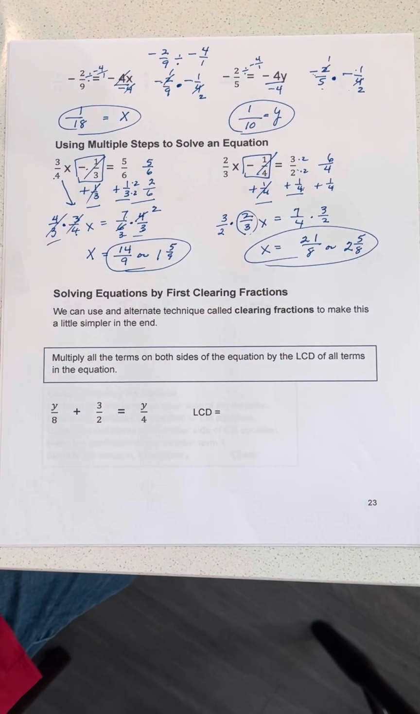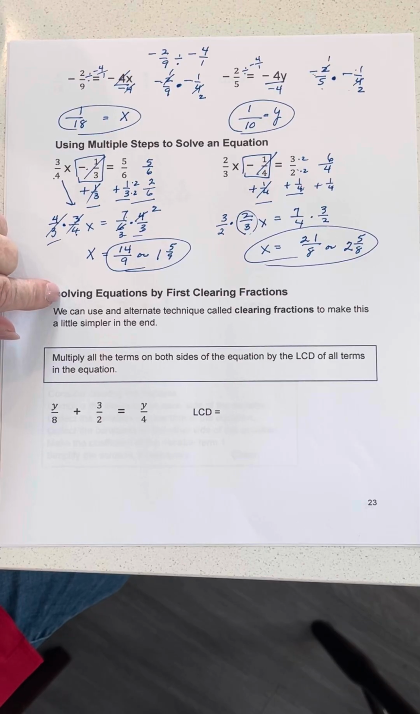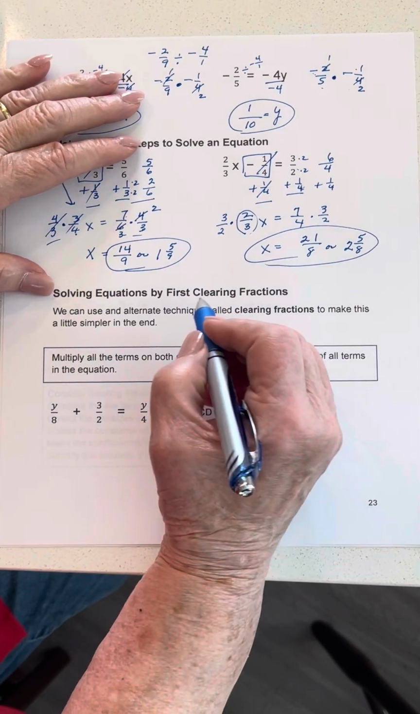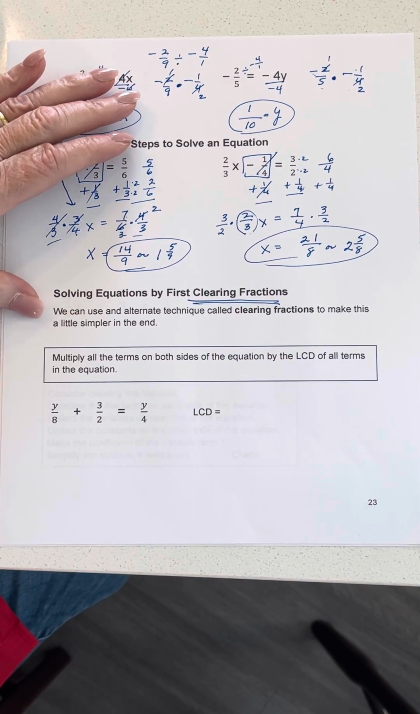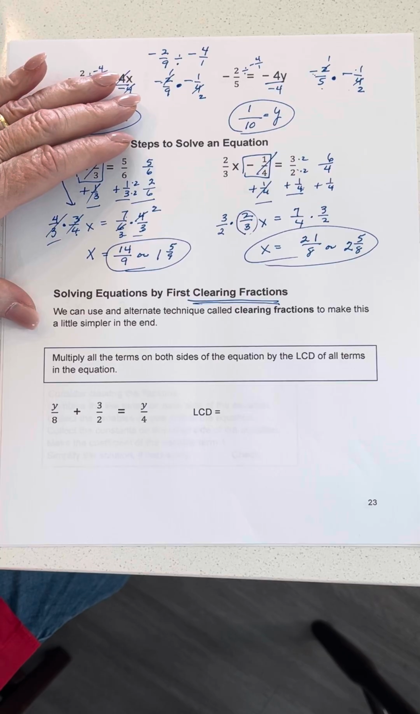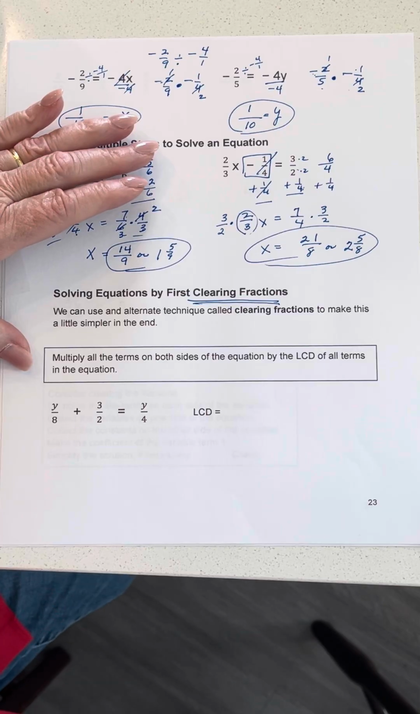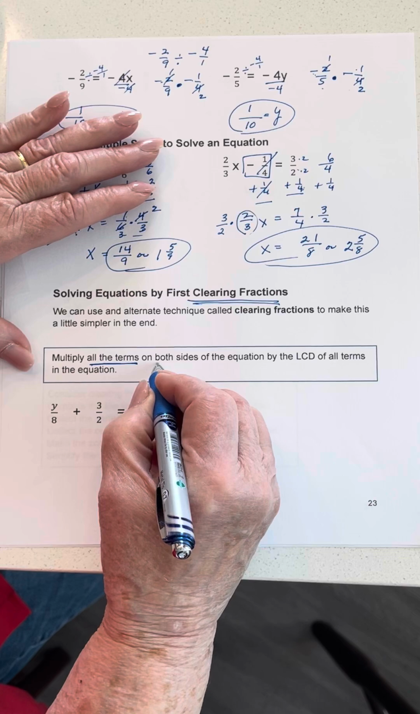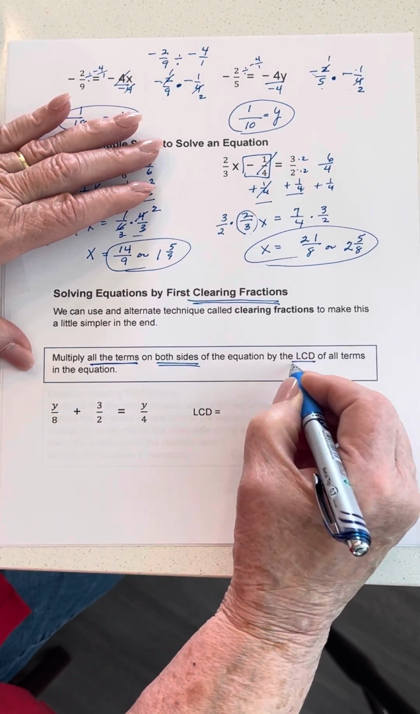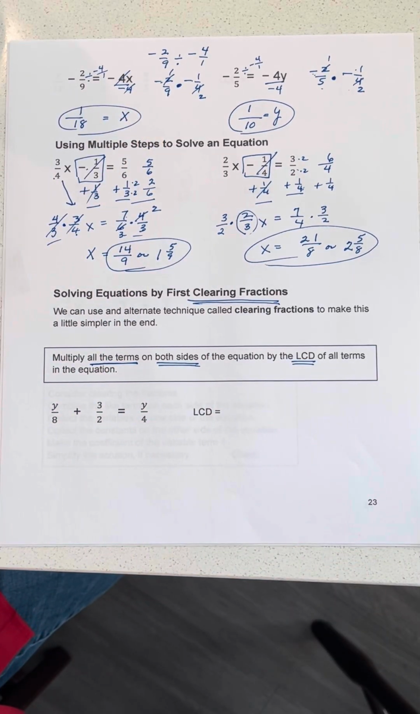So there's a lot to do, a lot to think about when you're working with fractions and equations. To make things easier, we're going to look at a little process called clearing fractions. That means we're going to get the fractions out of there, so we're only left with whole numbers, and we like those a lot better. In order to do that, we're going to multiply all the terms on both sides of the equation by the least common denominator of all the terms in the equation.